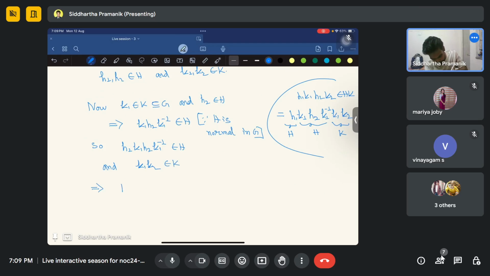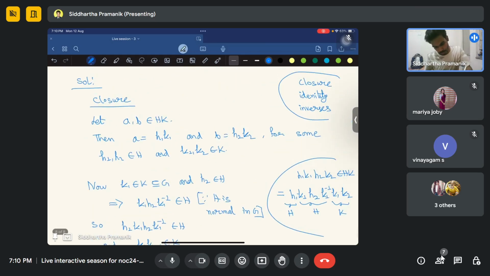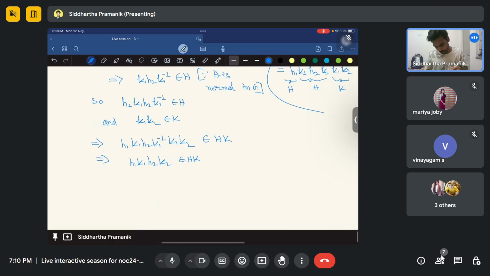So their product H1 K1 H2 K1 inverse, K1 K2 must be in HK. But what is this element? This element is exactly equal to H1 K1 times H2 K2, right? So it is in HK. So we are done with the closure property. So closure is done, and identity is very simple.